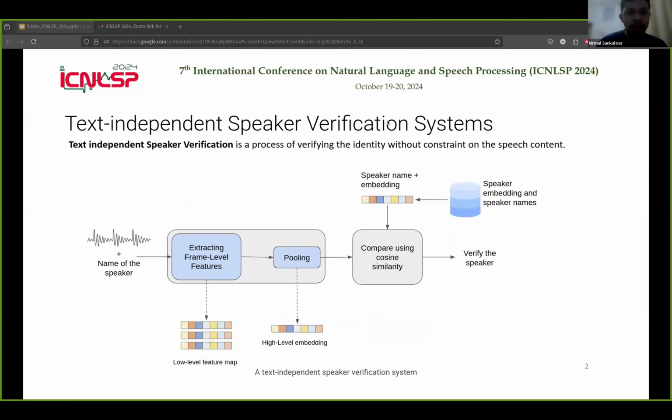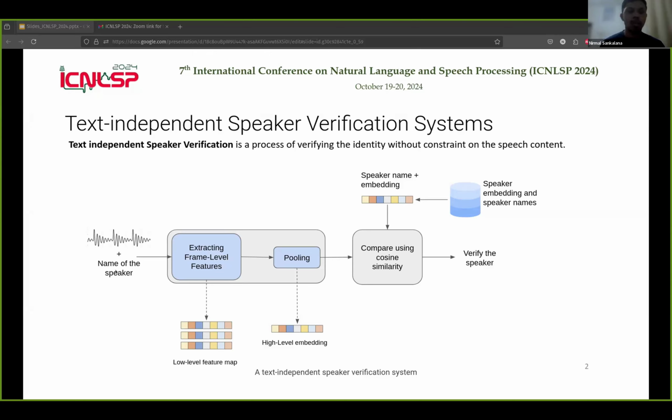Before diving into our research, let me give a quick overview of text-independent speaker verification, how it works, and the previous research that inspired our work. Speaker verification is the process of confirming a speaker's claimed identity using their speech. Text-independent speaker verification is a special case, where the system verifies the speaker's identity without being restricted to a specific speech content.